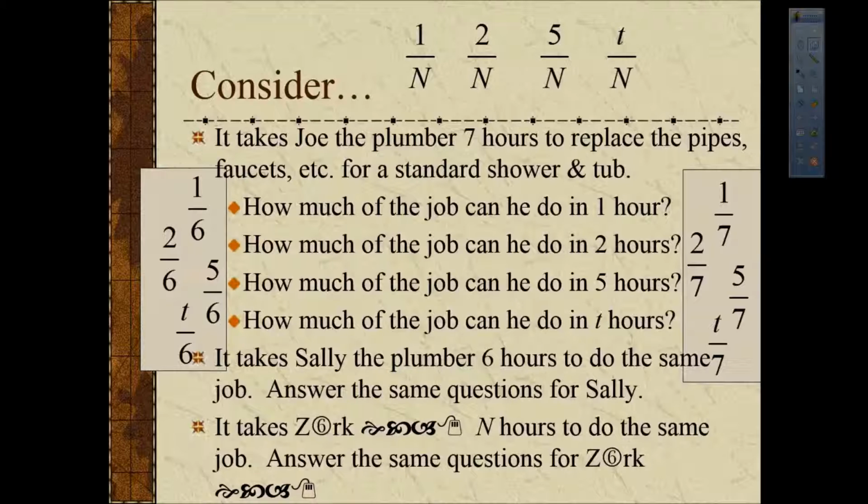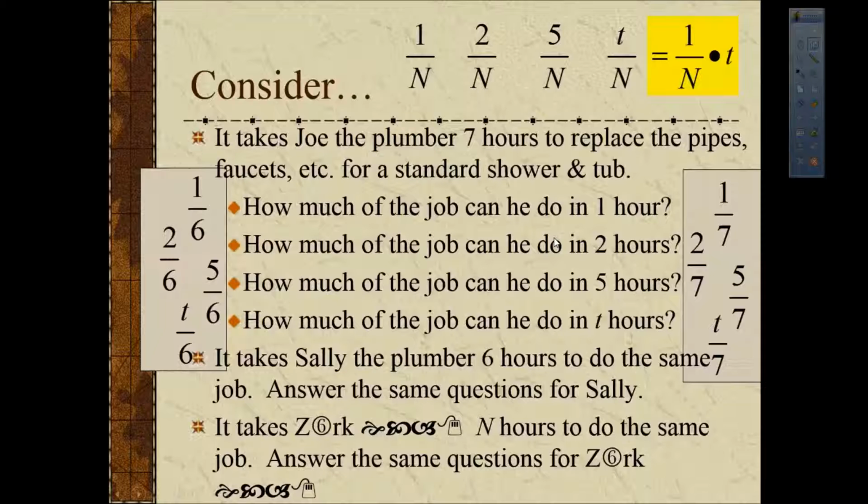T/n of the job. Now, if you split this up, really what this breaks down to is 1/n times T. And what this is, it's a rate of work times a time. Again, we see rate times time, just like we saw with distance being rate times time. This time we're going to talk about work being rate times time.